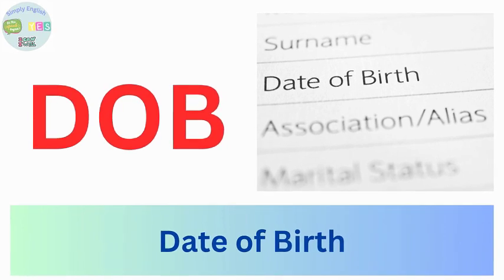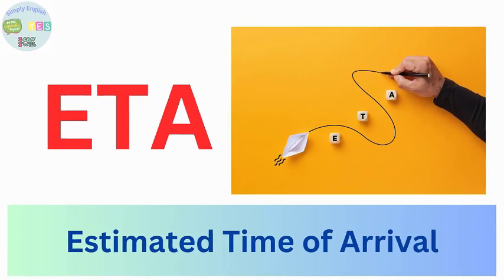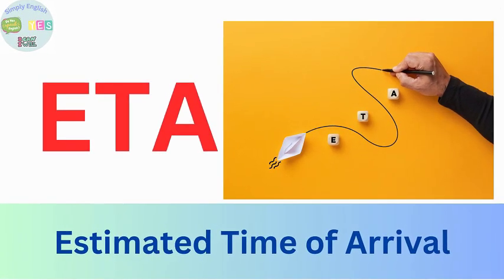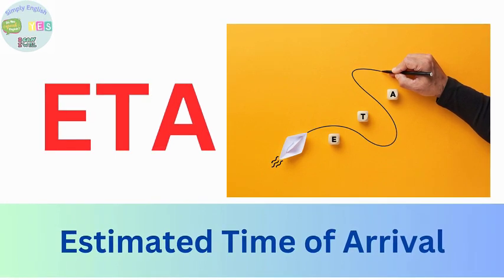DOB stands for Date of Birth. ETA stands for Estimated Time of Arrival.